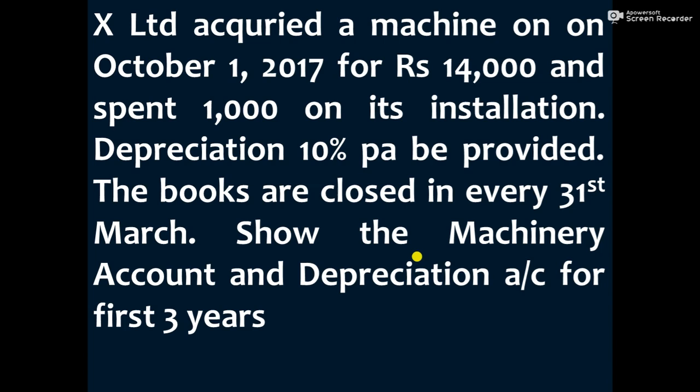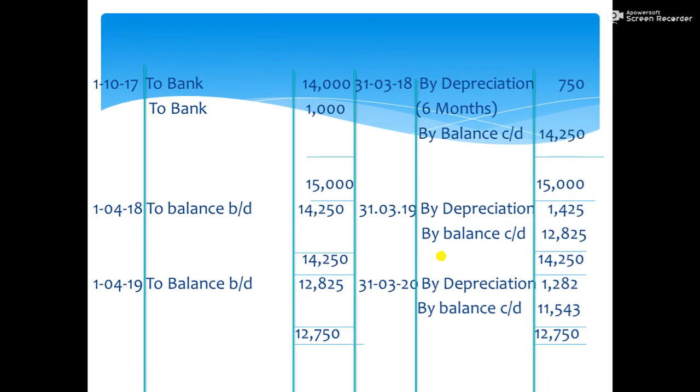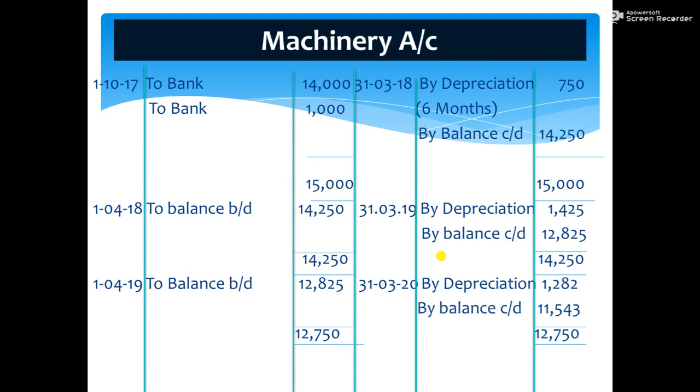The same question we have done for straight line method. That should be calculated as per written down value method. The machine was purchased on 1st October 2017, and therefore first year it will be eligible only for 6 months depreciation. The cost of the asset is 14,000 plus 1,000, 15,000. We will see how the machinery account appears.